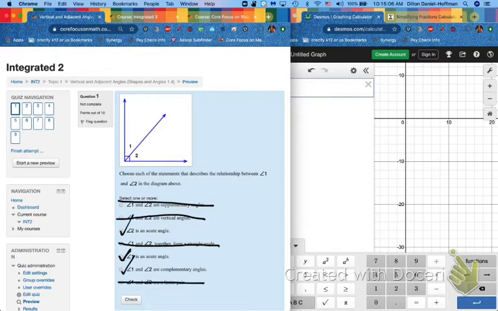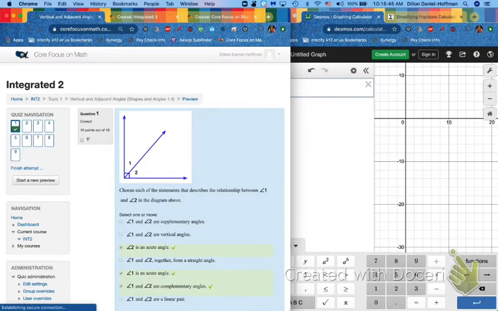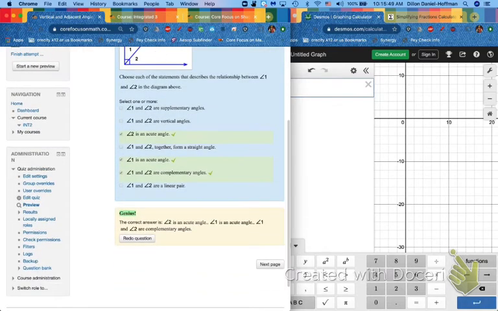Okay, so you're going to look for 3 answers. They don't have adjacent right now. They just have acute, acute, and complementary. So again, this might be in a different order for you, but make sure you click those three. Oh, genius, thank you. And if you are wrong, just hit redo.